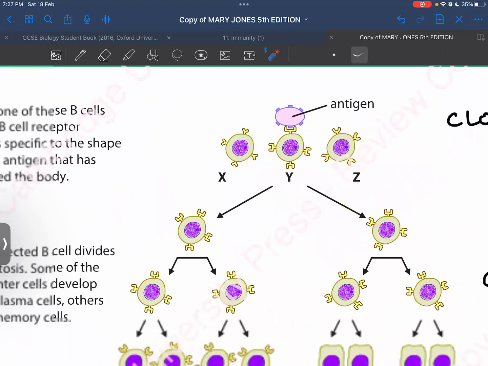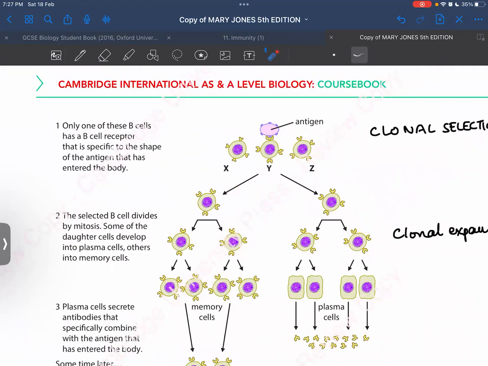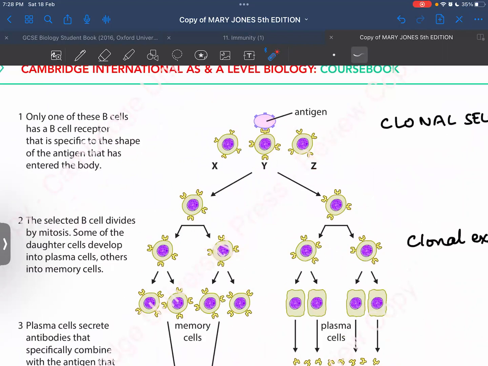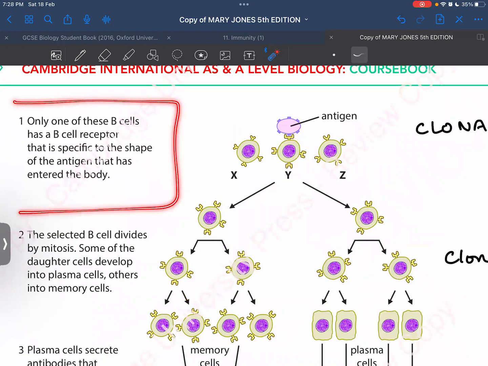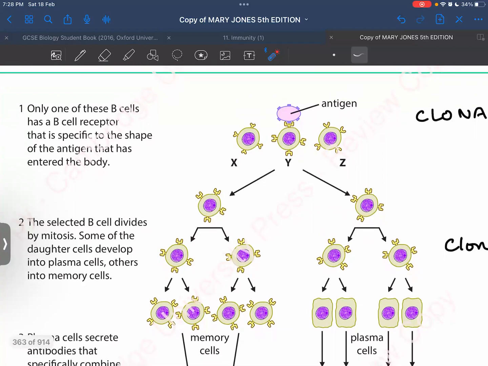ठीक है? Step 1. आप खुद से पढ़ो ये step 1. Just read it out loud. Only one of these B cells has a B cell receptor that is specific to the shape of the antigen that has entered the body. Understood? Yes, miss. ठीक है, देखते हैं स्टेप 2 में क्या हो रहा है.